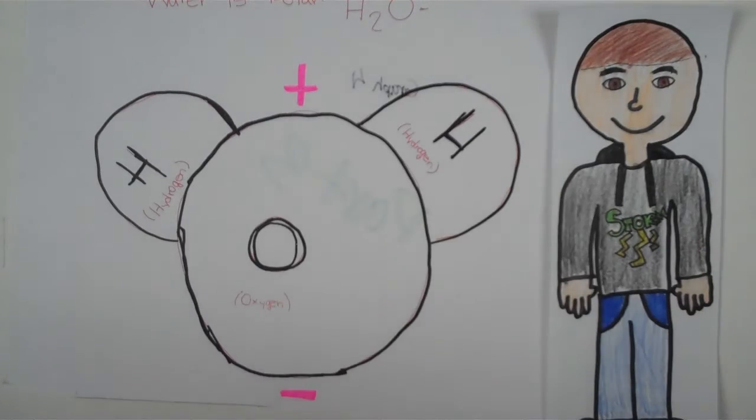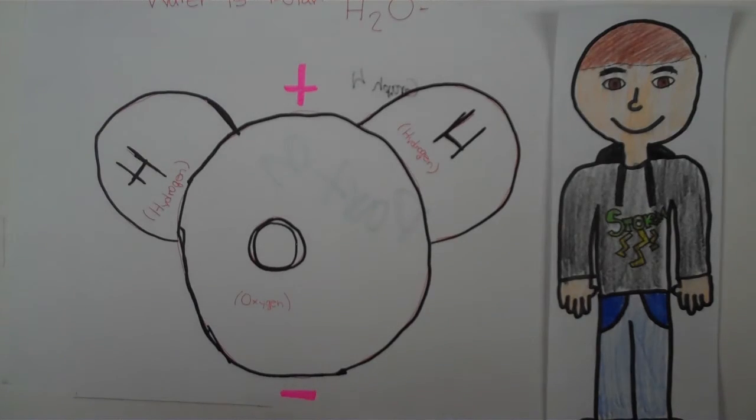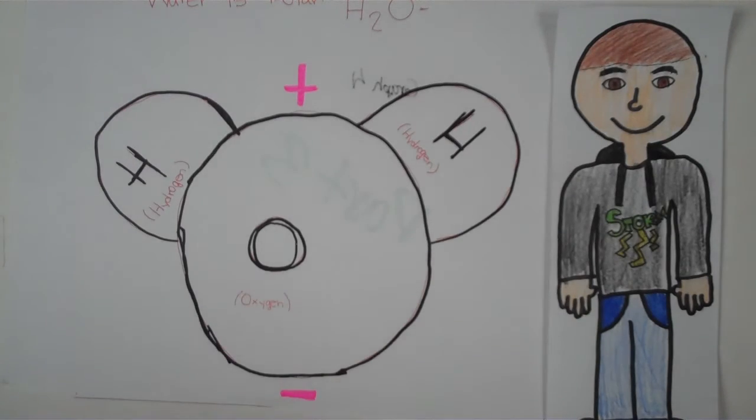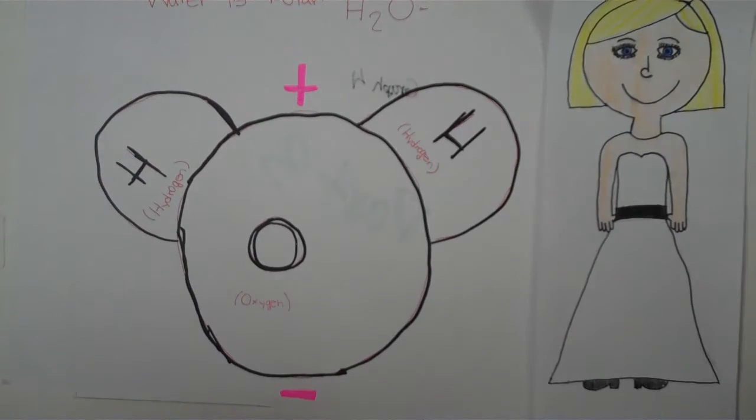Okay, the chemical formula for water is H2O. There are 2 hydrogen atoms and 1 oxygen atom. Water is also polar, meaning it has a positive side and a negative side. Water is also attracted to anything else that is polar. Polar dissolves polar, and polar can't dissolve nonpolar.